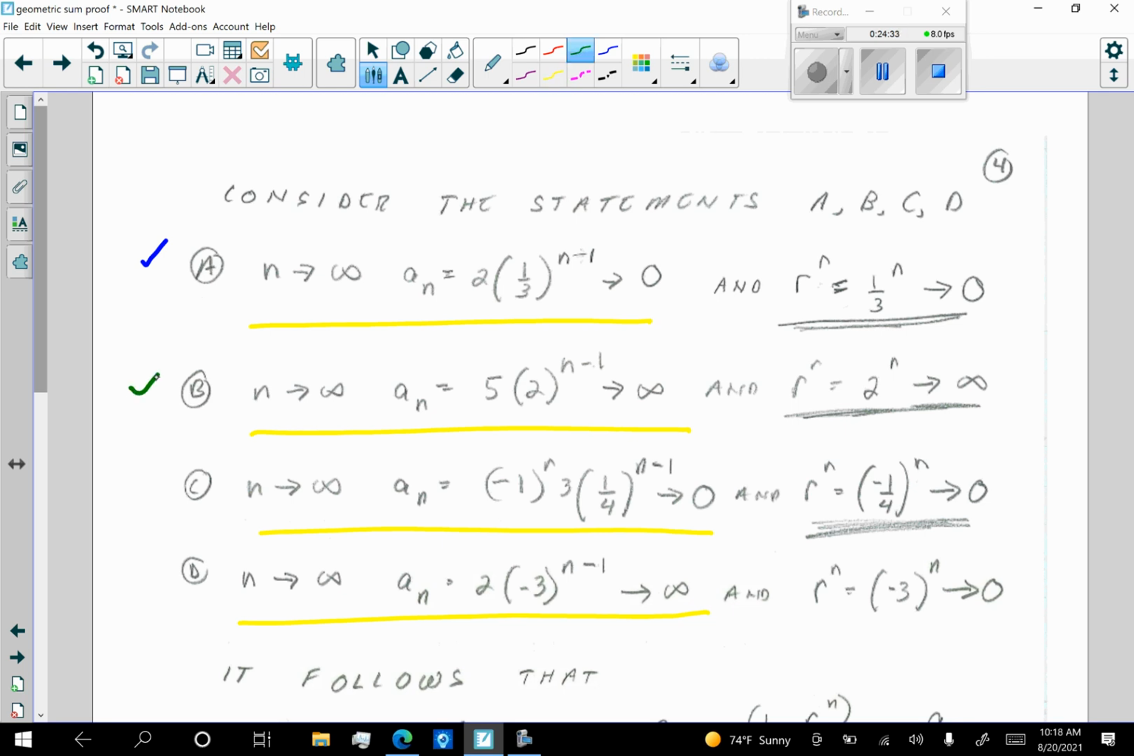So look at this guy right here. As n goes to infinity, this geometric sequence goes to infinity, and 2 to the n goes to infinity. I'm going to look at this guy right here. As n goes to infinity, the sequence goes to 0, and r, which we discovered was -1/4, goes to 0 as well. And then we did discover on the last one that this guy went to positive or negative infinity. But if I just look at r, which was -3 to the n, is that going to 0? No, that's going to infinity.